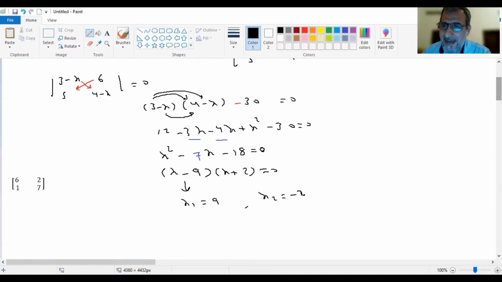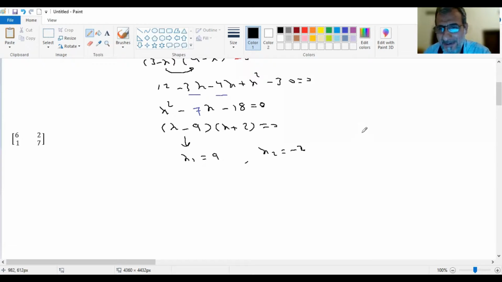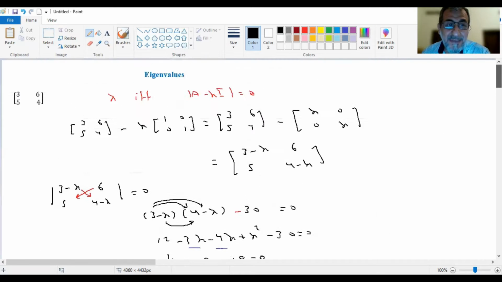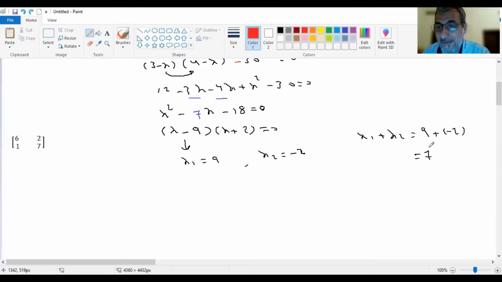See, student, how to check the answer is correct? Let us add lambda 1 plus lambda 2: 9 plus negative 2 equals 7. This sum is the sum of the diagonal of the matrix, 3 and 4. 3 plus 4 is 7. And the sum of the two eigenvalues is 7. If not, that means we have a mistake.